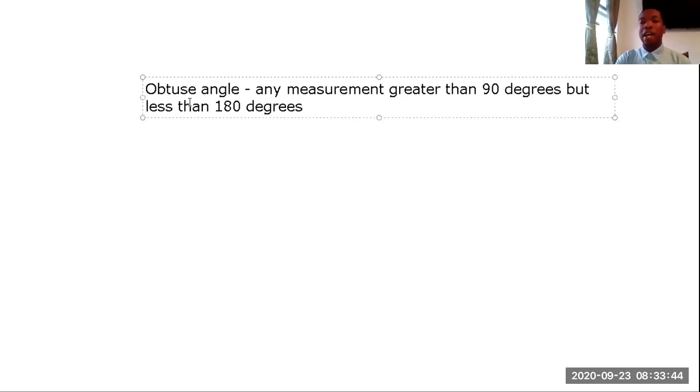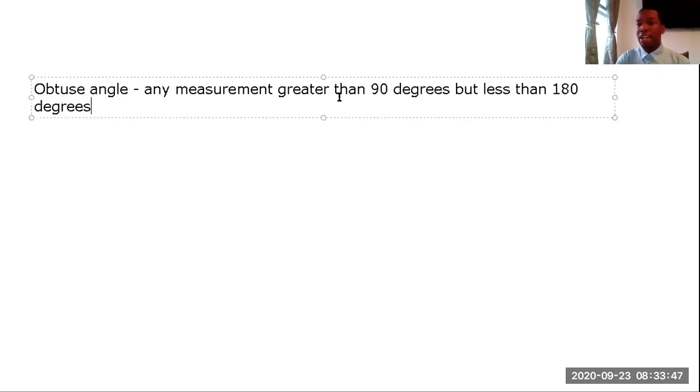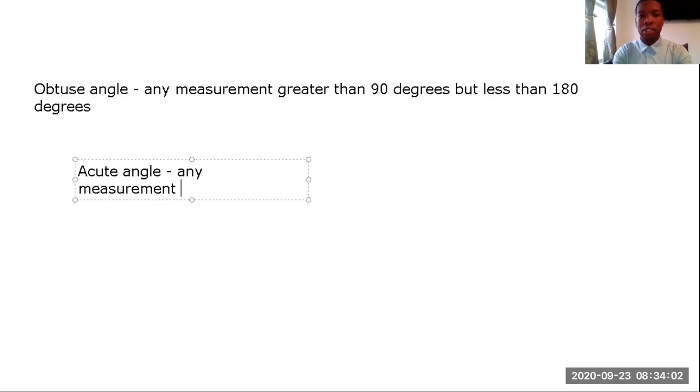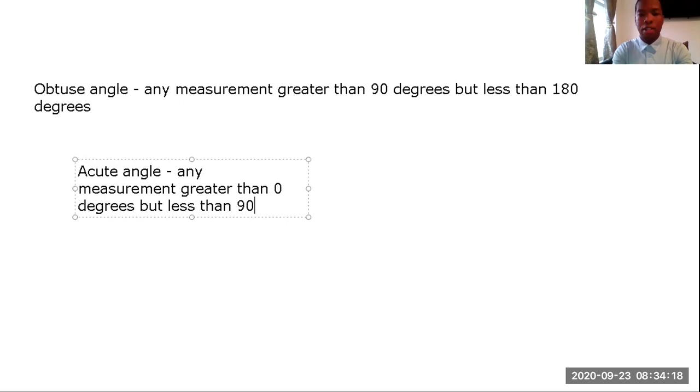So if we do a measurement and the angle is between 90 and 180, then we could say it's an obtuse angle. Right? If we do the other one, it's called an acute angle. And that's any measurement greater than 0 degrees but less than 90 degrees.